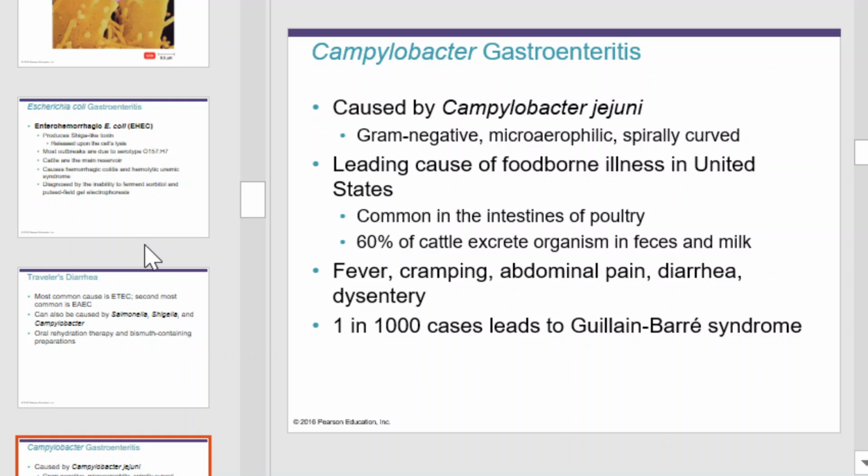Campylobacter gastroenteritis is caused by Campylobacter jejuni. This is a gram-negative, microaerophilic, spirally curved organism, the leading cause of foodborne illness in the United States. It's common in intestines of poultry. 60% of cattle excrete this organism in feces and milk. It can cause fever, cramping, abdominal pain, diarrhea, and dysentery. 1 in 1,000 cases leads to Guillain-Barré syndrome.